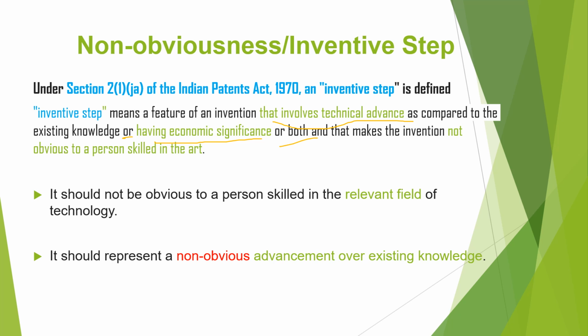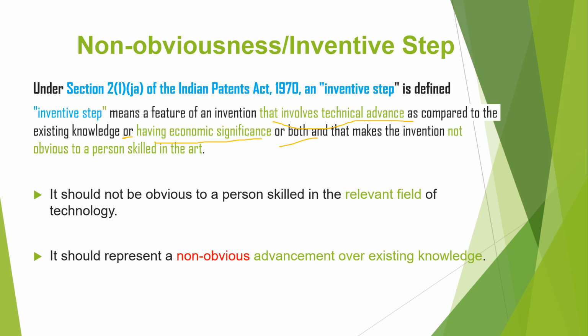That makes the invention not obvious to the person skilled in the art. It should not be obvious to a person skilled in the relevant field of the technology. We will look from the perspective of a person who is skilled in the relevant field to which the invention is related, whether that person can think of that invention. Is it very obvious to him? If yes, then it is not an inventive step. It doesn't involve an inventive step.